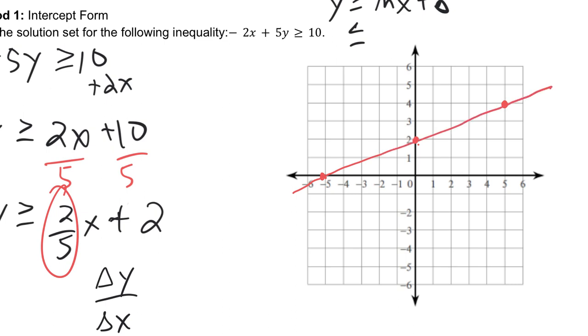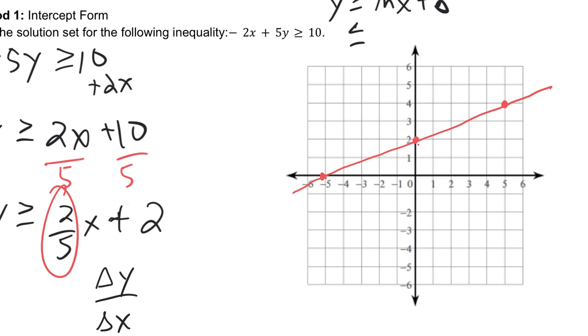Okay, and the reason that we're using a solid line is because we have greater than or equal to. Because we have that equals to there, we're going to use a solid line. All right. So we've got our solid line, we've got our line drawn. Now we have to figure out which half of this plane we're going to shade. It could be up here, it could be down here. We don't know.